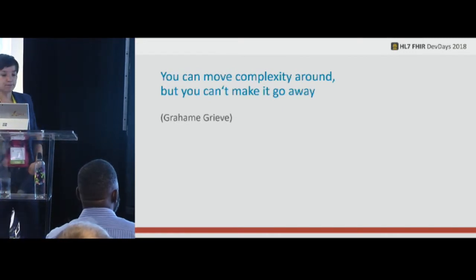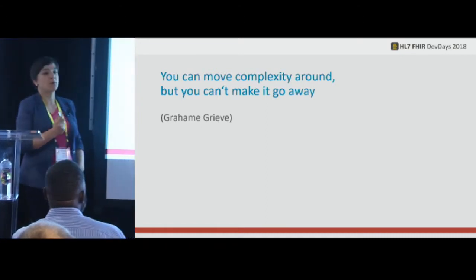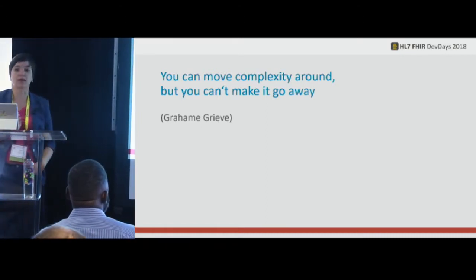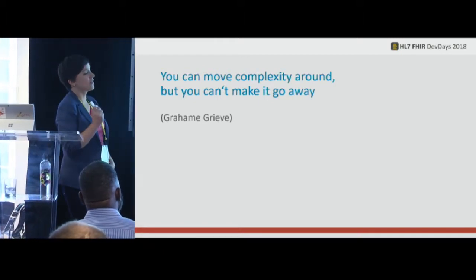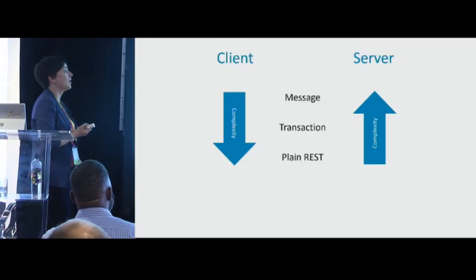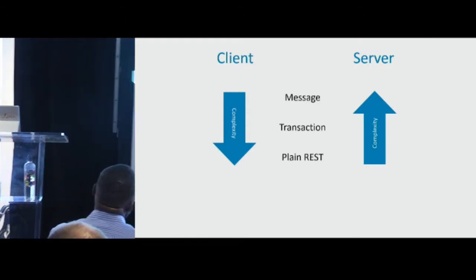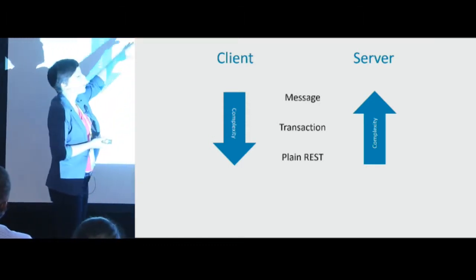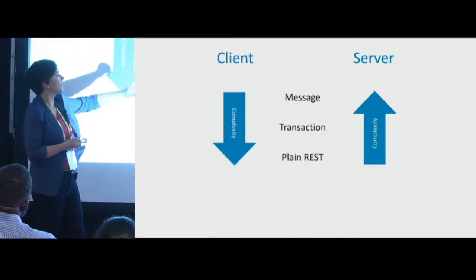So my most favorite quote from Graham is, you can move complexity around, but you can't make it go away. And this is once again very, very true for the scenario that we are talking about. Because we have different options how to handle the V2 mapping, and depending on which one we choose, the complexity moves from client to server.